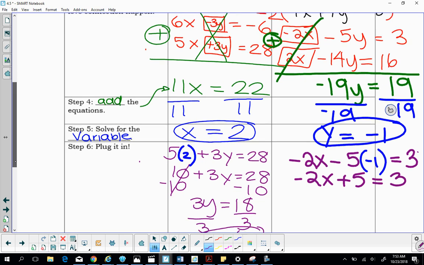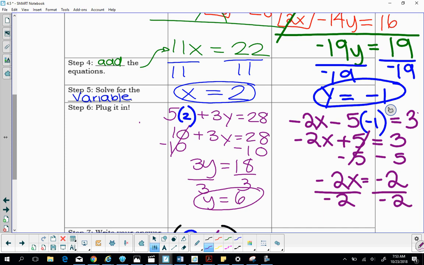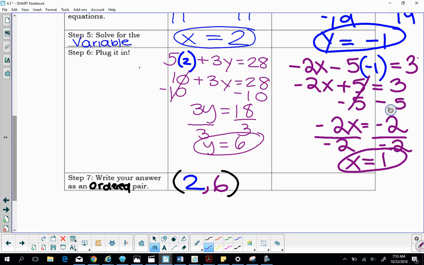Then what do we do? The two-step equation. Subtract 5 on both sides. And you end up getting -2x equals -2. To get x by itself, you would divide, right? And what do you end up getting for x? What's -2 divided by -2? +1. And so your answer here would be 1, -1. How could you check your work to make sure you got it right? Plug it in for both equations. Make sure it makes sense.